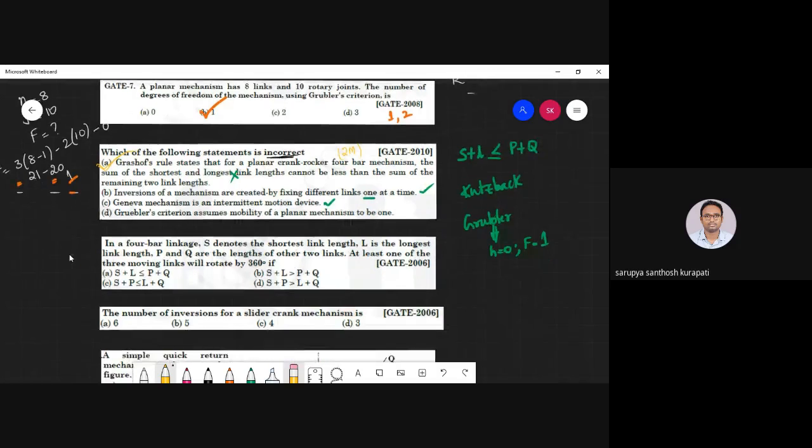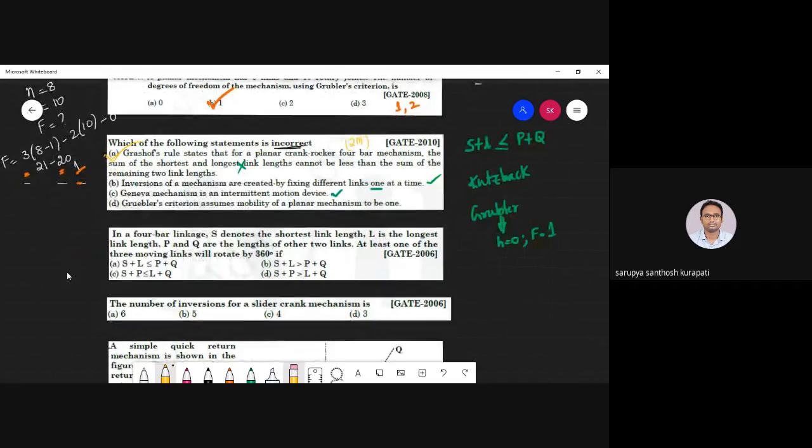In a 4-bar linkage, S denotes the shortest link length, L is the longest link length, P and Q are the lengths of the other 2 links. At least one of the 3 moving links will rotate by 360 degrees. In a mechanism, how many links is he telling? 4 bar, 4 links, right? In these 4 links, one link is fixed. So link number 1 is fixed, and links number 2, 3 and 4 are the moving links. So he is telling that at least one of the 3 moving links will rotate by 360 degrees.